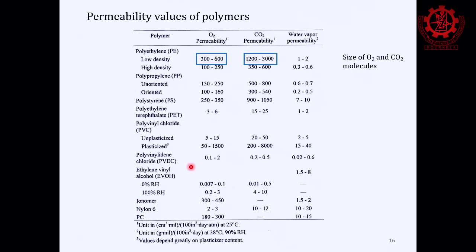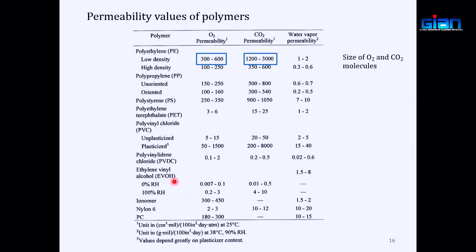And among all these polymers, if you see which polymer is giving you the best barrier property in terms of oxygen, it is ethylene vinyl alcohol, especially when the relative humidity is 0. So at low relative humidity, this polymer gives you the best oxygen barrier property.